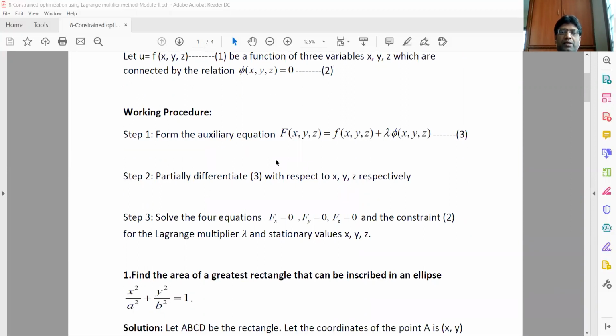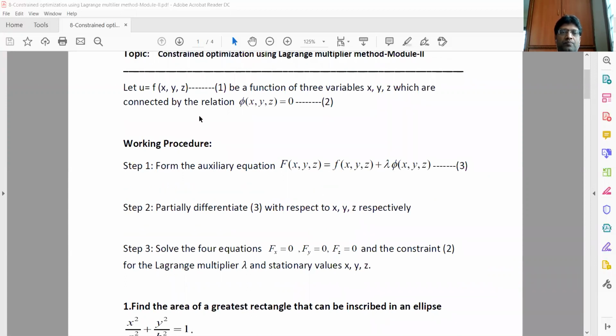Next, once the equation is framed, differentiate it with respect to x, y and z partially and equate each of them to 0, and solve for the values of x, y and z with the help of the given constraint. Whatever values you get are the critical points, and if you substitute those critical points in the given function, you get the stationary values.